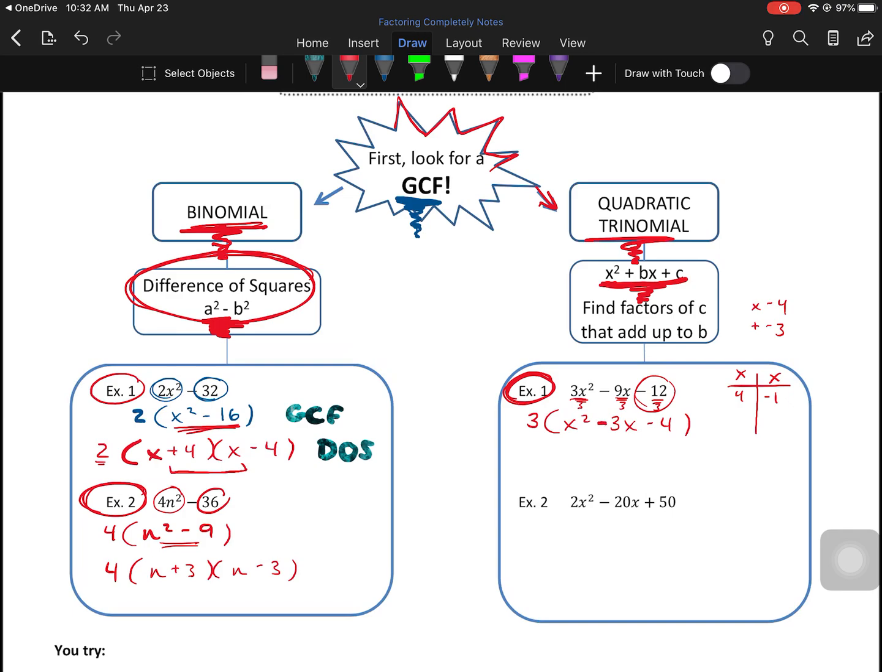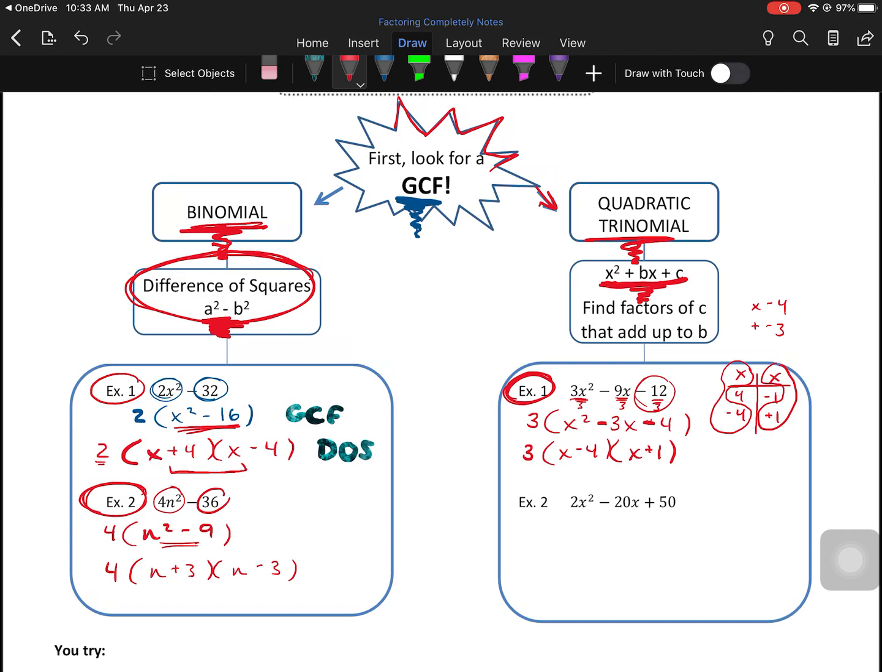I need to add to -3. So let's try -4 and +1. We know to be opposite signs because this is a minus. And I think -4 plus 1 is -3, which works. So when I write it out, it's going to be 3 stays out front. Make sure you keep that GCF out front. x minus 4, and then x plus 1. And that's fully factored out for us.